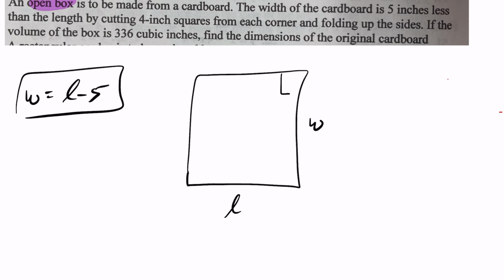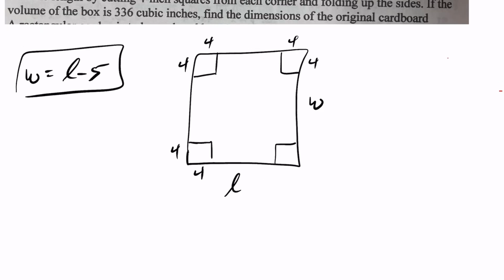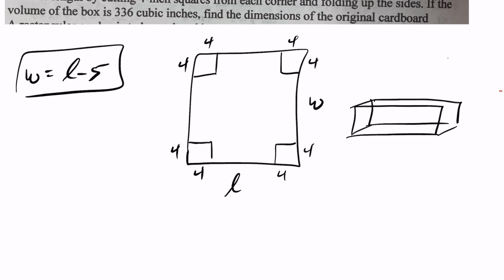By cutting 4-inch squares from each corner, I'm going to cut these 4-inch squares from each corner, so these are 4 apiece, and folding up the sides. If you cut out these 4-inch squares out of this piece of cardboard, you end up creating yourself a box. You can see the height of the box is going to be 4 when you flip the flaps up. We can label this the length, and I can label this the width.